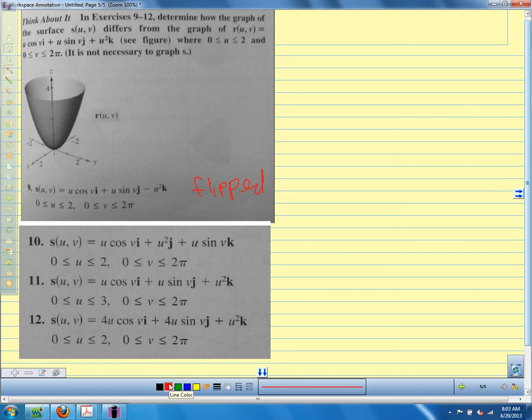Number 10, we have u cosine v i plus u squared j plus u sine v k. So we're just switching around some of the components. So how would this change it? It would rotate it, right? So what's going to be the axis of our paraboloid now? The y-axis. So the axis would be the y-axis.